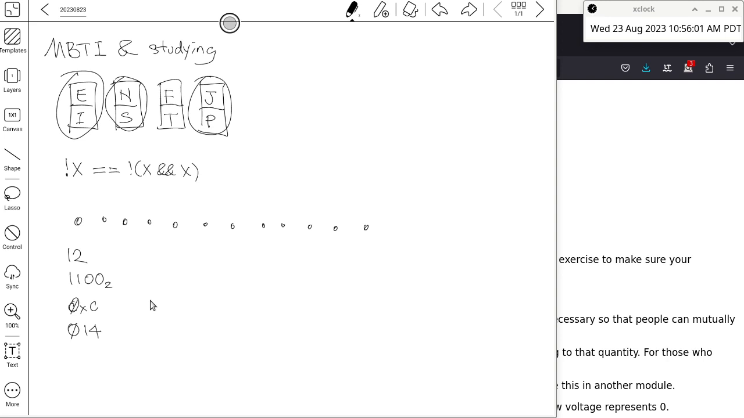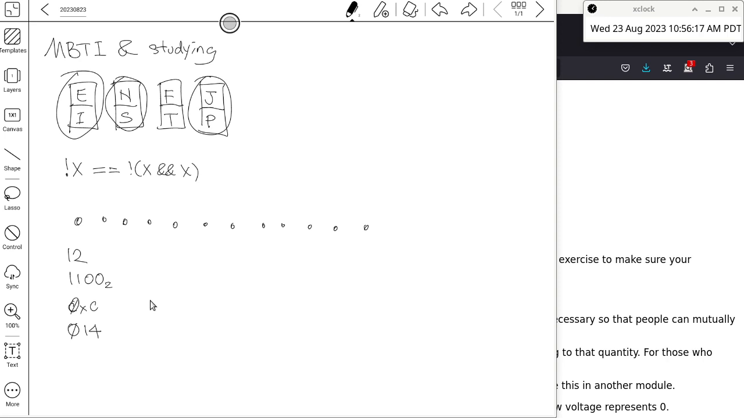All right, so are we doing okay so far with the number, which is a representation, versus the value, which is really just a quantity that we want to represent? We all good? All right.